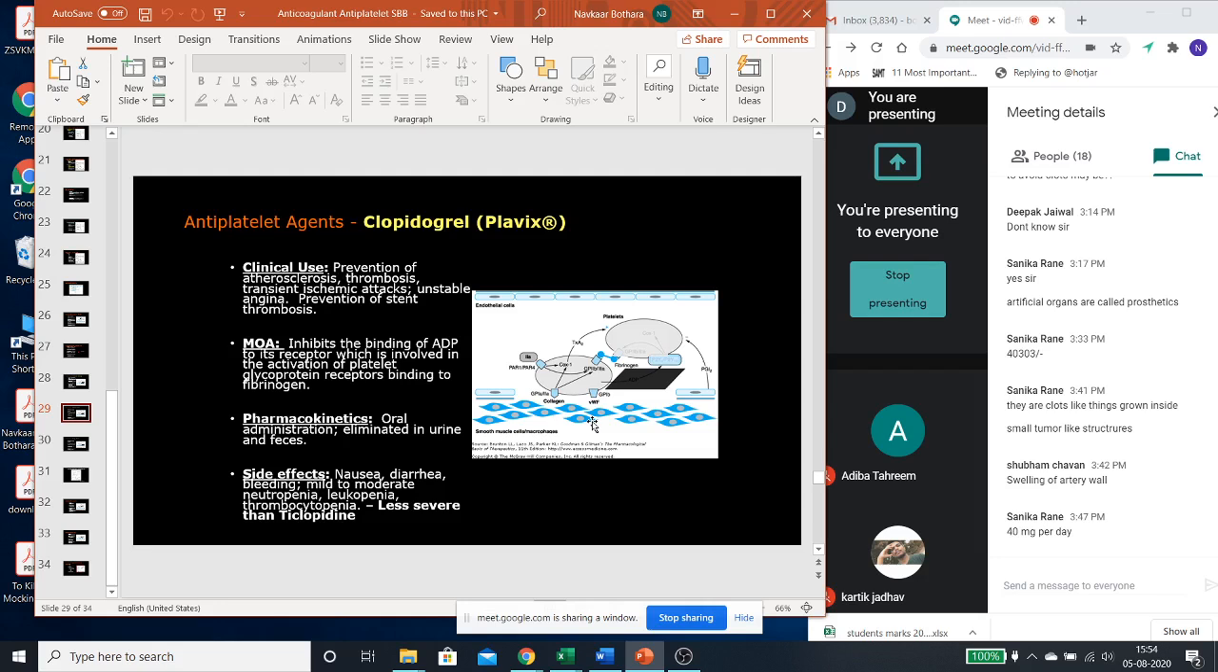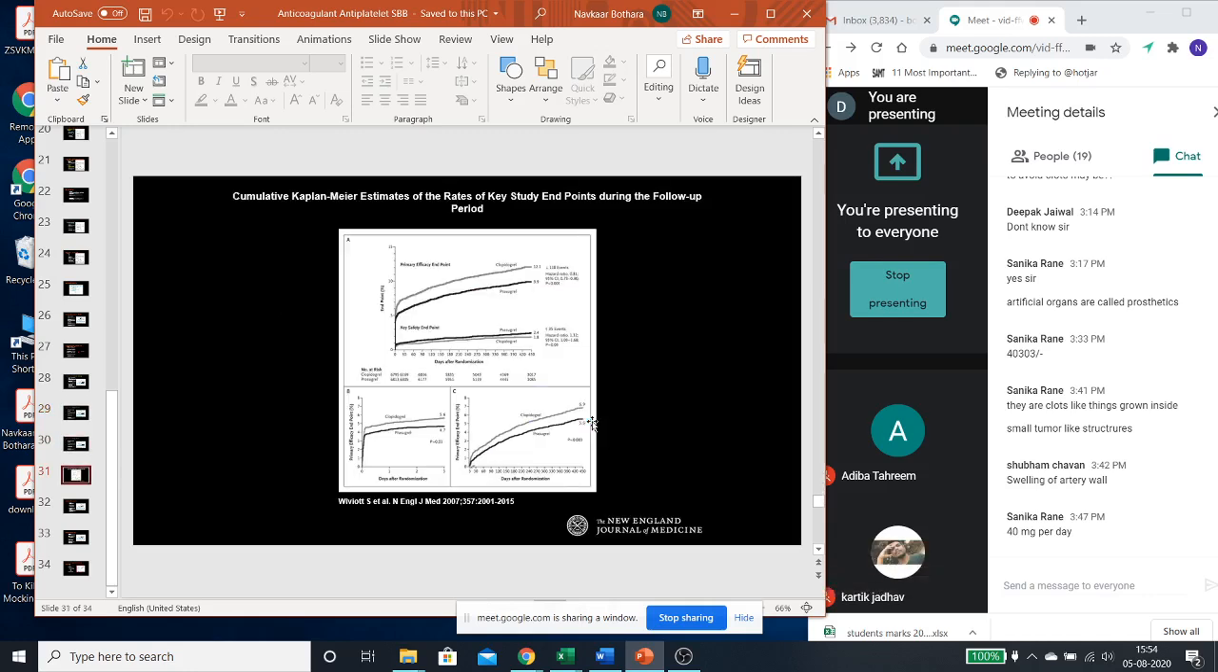It is very commonly combined with aspirin. A very prominent medication for prevention of atherosclerosis, thrombosis, transient ischemic attacks, and unstable angina. It also prevents stent thrombosis. So whenever a stent is put after PTCA, that is angioplasty, the drug is given as continuation therapy, or for lifelong treatment as long as the stent is there.